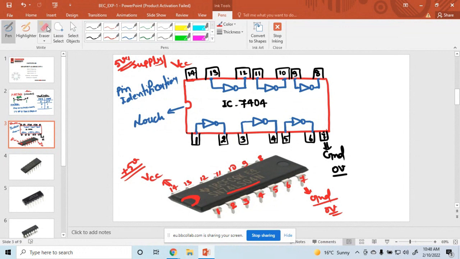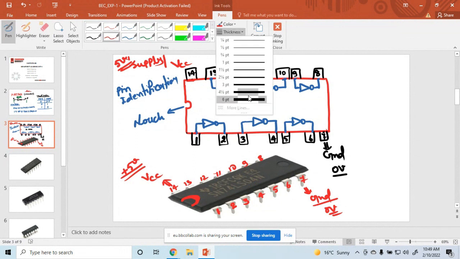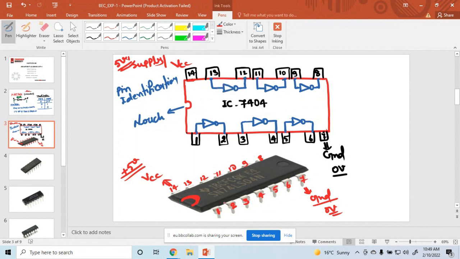Then how to connect these other gates internally? Internally, these logic NOT gates are connected like this. One NOT gate is connected here, so pin 2 is the output and 1 is the input. Here one NOT gate is connected, so 4 is the output, 3 is the input. Here one NOT gate is connected. 5 is the input, 6 is the output, like this.